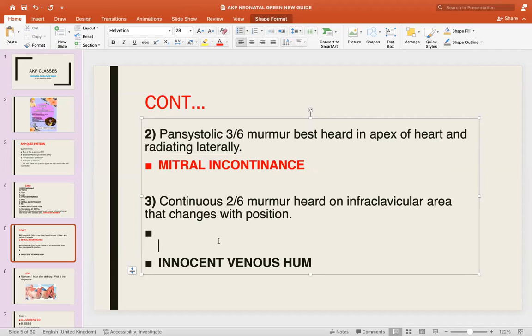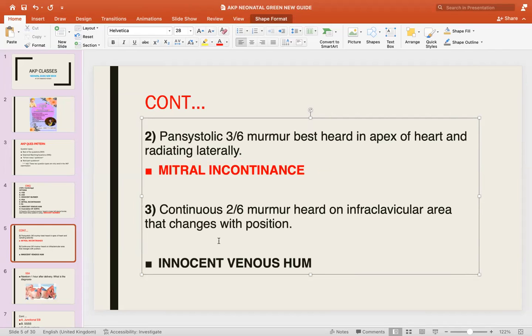Okay. Now, continuous murmur 2/6 heard on the infraclavicular area that changes with position. What is that type of murmur? See, if it is a PDA murmur, now maximum students will answer PDA. If it is a PDA murmur, do you think PDA murmur will change with the position? No. So it is not a PDA murmur.